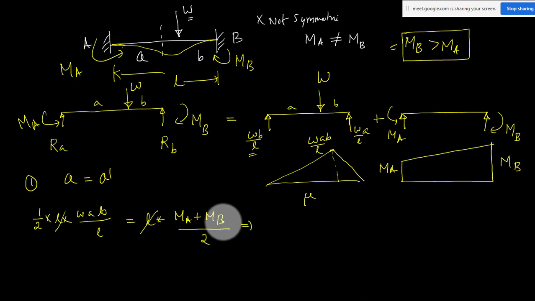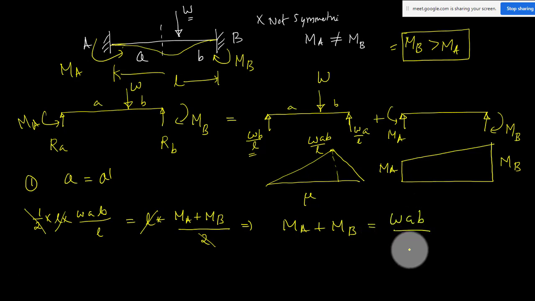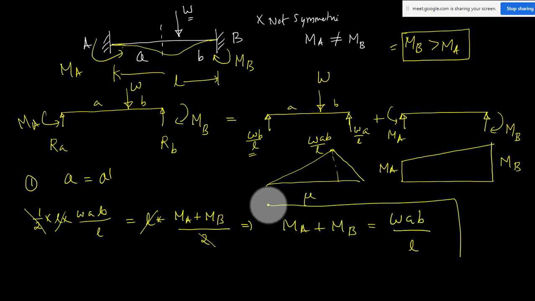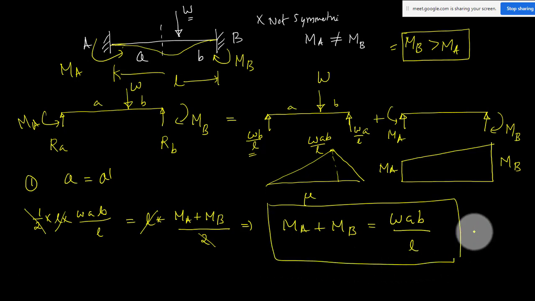If you simplify this, you take the Ma plus Mb, and the two and the two will get cancelled. So you will get the first equation, Ma plus Mb equal to WAB by L. Now we have to make a second equation, because I have two unknowns. To solve two unknowns we need two equations.